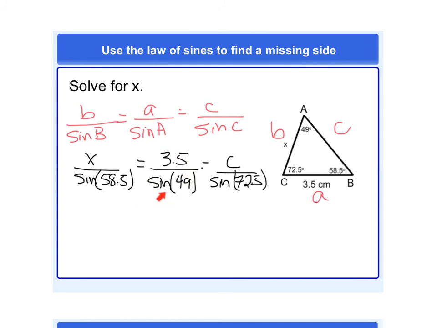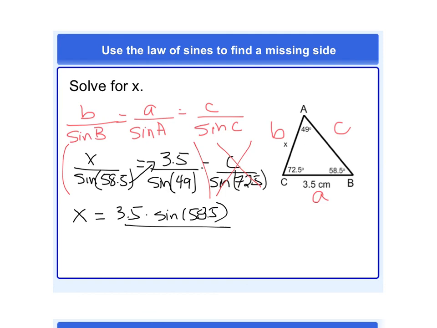We could use this. We have all the values here, but here this will not be helpful because we have another unknown. You don't want two unknowns. So this will not be helpful. We're not going to use it. We're just going to use this here and solve for x. So same thing, we're going to cross multiply, bring that up here. So now we have x equals 3.5 times sine 58.5 divided by sine 49.